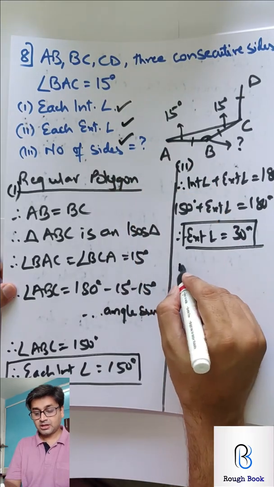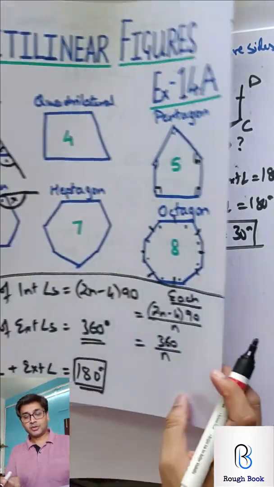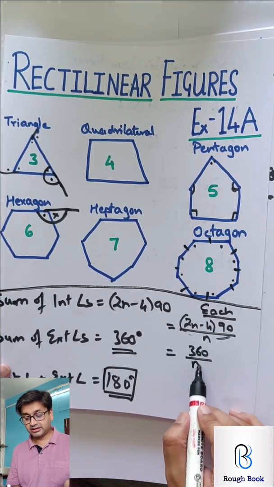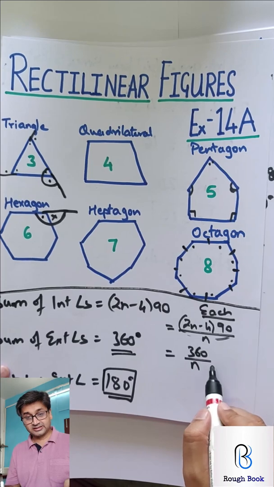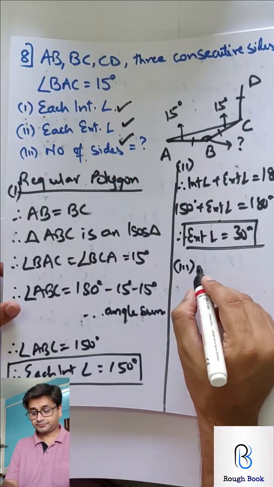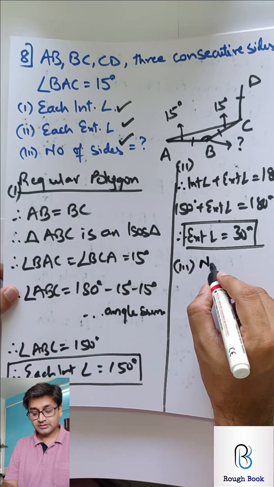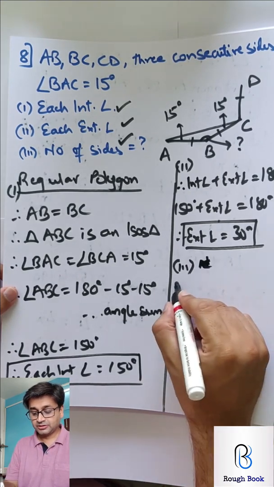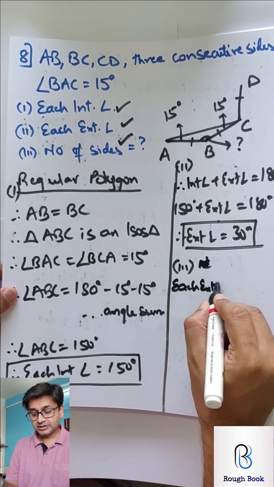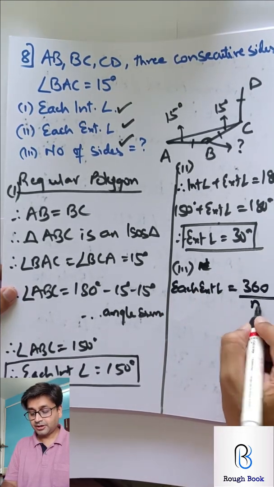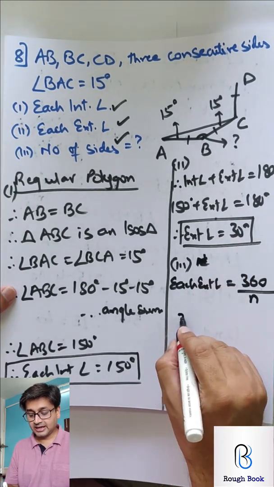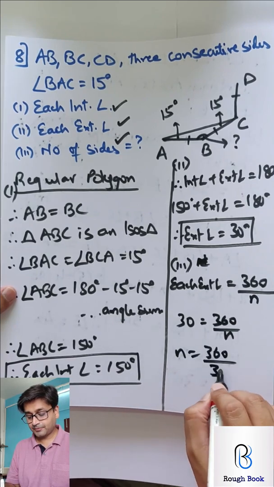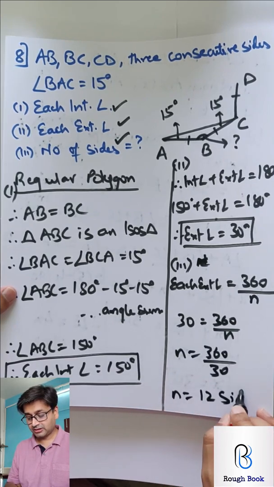Number of sides. So number of sides, you got two methods. One, take all interior angles and divide by n, or take all exterior angles, 360 by n. Obviously the second one is easier, so try that one. So you will say number of sides is what we are trying to calculate. Each exterior angle is 360 upon n. You already know each exterior angle as 30. 360 by 30, so I get my number of sides as 12 sides.